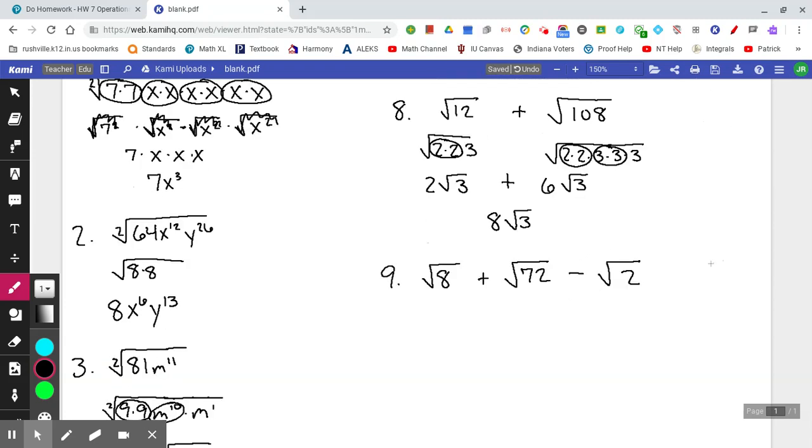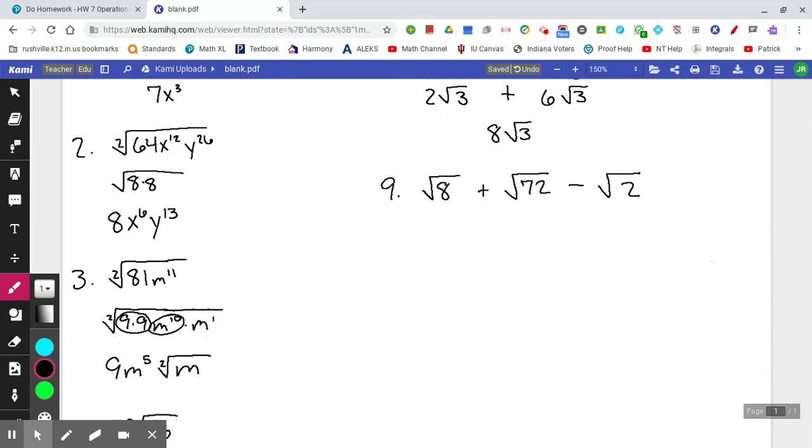All right, so question number 9 now has 3 radical terms. On first look, it looks like none of them are like terms: square root of 8, square root of 72, square root of 2. Square root of 2 can't be simplified since 2 is a prime number, but square root of 8 and square root of 72 aren't prime, so I need to try to simplify if I can.